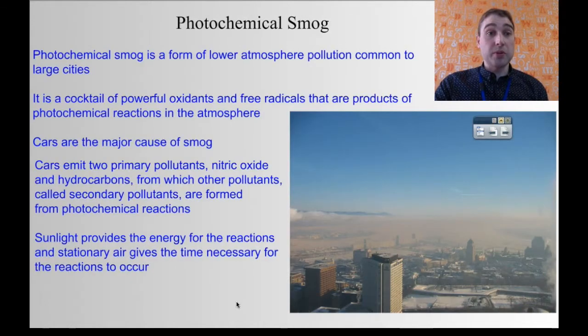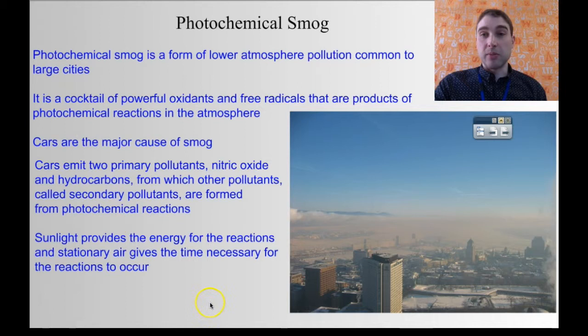So what is photochemical smog? It's a form of lower atmosphere pollution that you get commonly in cities. Here you can see this kind of browny, dirty layer that's sitting above the city. That's photochemical smog. The major cause is cars. Cars give off two main pollutants initially, nitric oxide and hydrocarbons, and other pollutants called secondary pollutants react with those, or react from that, and they produce the photochemical smog.